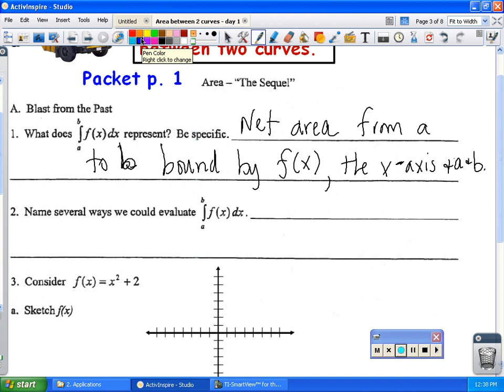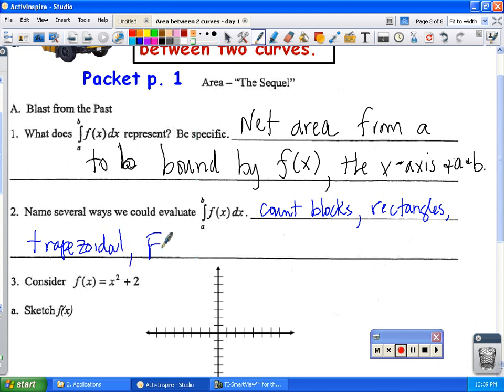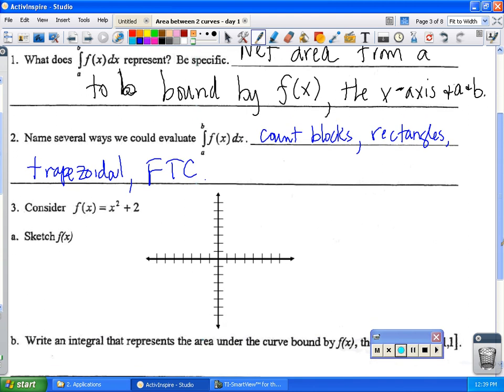Now there are several ways that we could evaluate a definite integral. If you go way back to the beginning, one of the ways we found areas was to count blocks. We took a region and we would break it up into blocks and count all the blocks, and then we got more sophisticated and we did rectangles and we called them Riemann sums. And then we broke up the region into trapezoids and we used the trapezoidal rule. And then finally we learned the fundamental theorem of calculus, which allows us to find the antiderivative and substitute the upper bound minus the lower bound. So there are lots of ways to evaluate a definite integral.